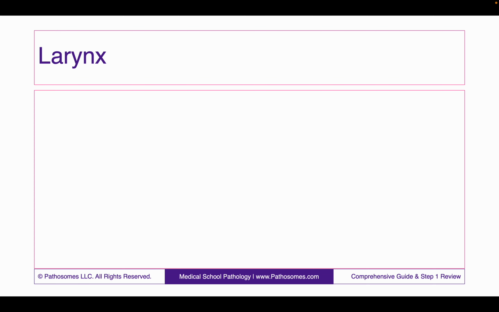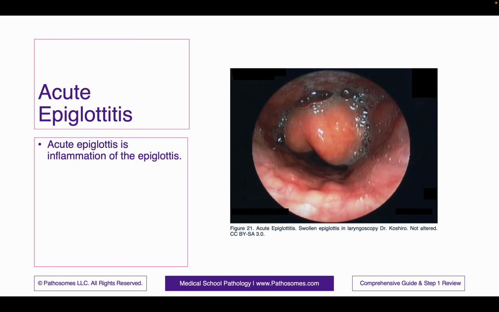So let's move on. Let's discuss the larynx, starting with a commonly tested entity known as acute epiglottitis. So future head and neck doctors, ENTs, you're going to be seeing this basically daily. Note the swollen epiglottis, and we visualize this with a laryngoscope, right?